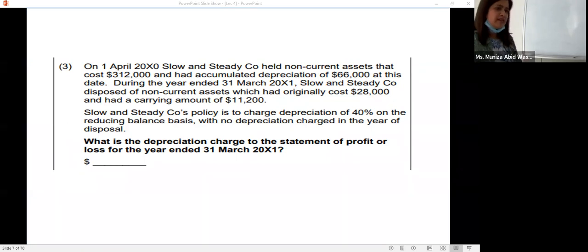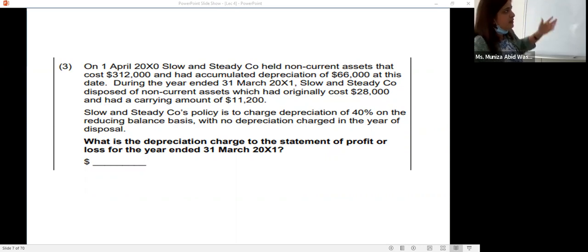Okay, the first policy is that they are going to charge the depreciation of 40% on reducing balance basis. It means that every year on the carrying value, the depreciation is going to be charged. Moreover, they are also telling us that in the year of the disposal, no depreciation is going to be charged. So what is the depreciation charge to the statement of profit or loss for the year ended 31st March 2001? Can you calculate it quickly? On the carrying value, it has to be calculated.